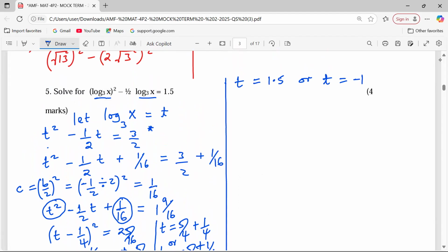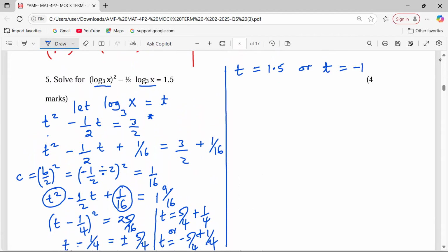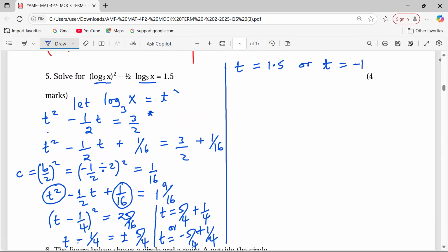With the two possible values of t, ladies and gentlemen, I can now talk about, you remember what we had let to be t? The logarithm of x to the base of 3, which is t now, can either be 1.5, or the log of x to base 3 equals negative 1. At this point, we can now solve for x.